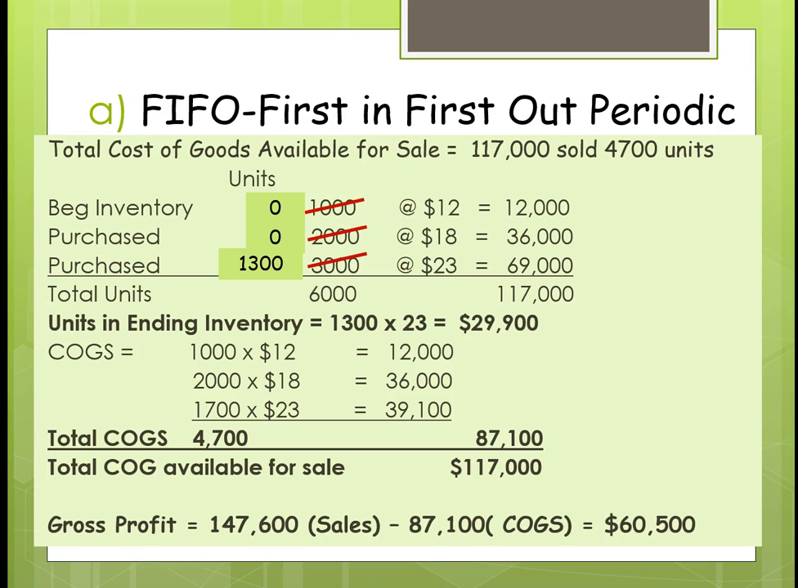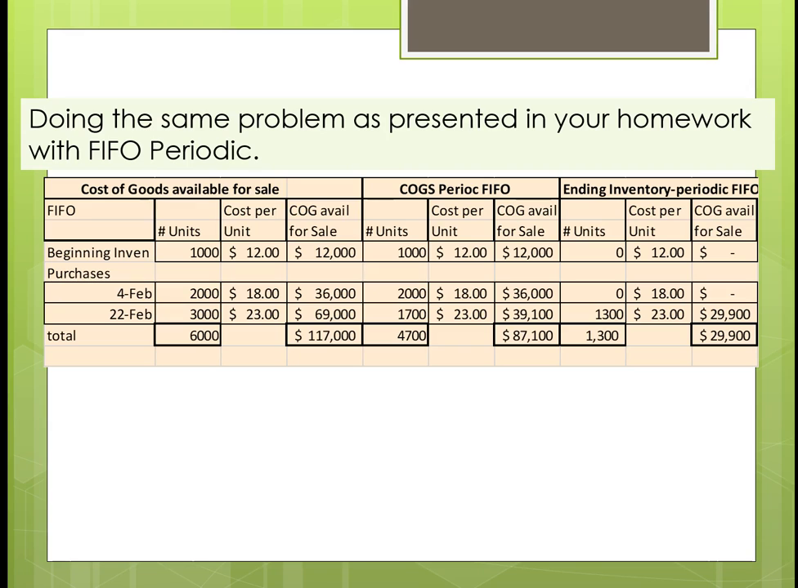Now, this is what this would look like when you do it in your homework. This is the format. So you see your beginning inventory, and if you notice, for ending inventory, all we have left is 1,300 units times $23, and cost of goods sold equals the 1,000 units, plus we sold the 2,000 units plus the 1,700. So that's what it looks like when you're doing your homework.